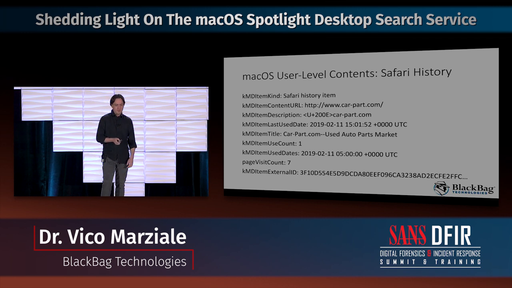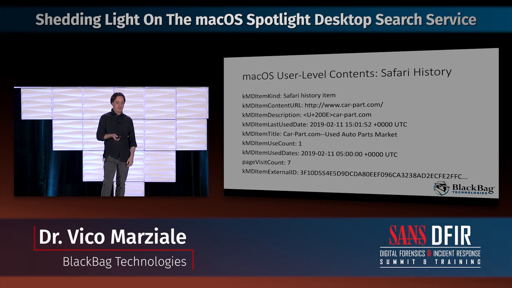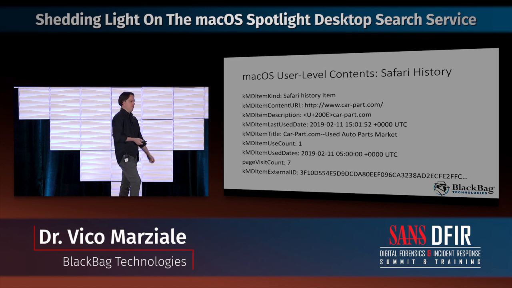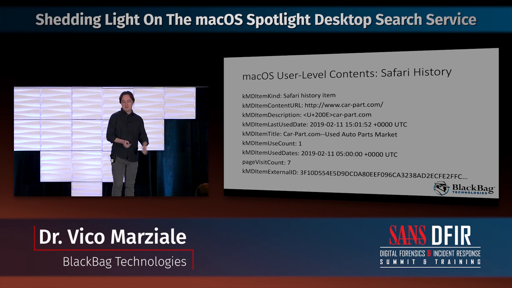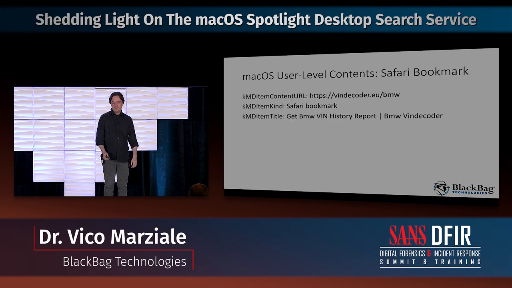Like I said, it's not linked to a file itself, but lots of these records have things that look like the bottom row, an external ID, and other ID-typed fields that don't have any completely obvious meaning. But maybe that is the linkage to where this particular history record resides, either in a plist or in a database or maybe in a file, based on the version of macOS, right? Safari bookmarks, same thing. You get the URL for the bookmark itself and then the description.